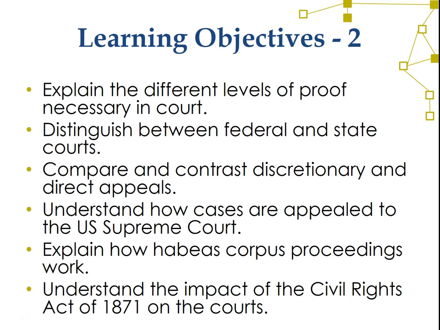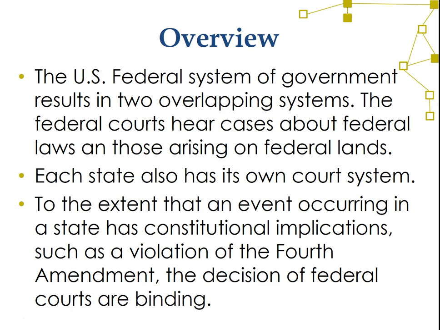And look at a little bit between federal and state courts, and compare and contrast what they call discretionary and direct appeals, and understand how cases are appealed to the Supreme Court. So if we want to go all the way up to the granddaddy of the courts, if you will, the U.S. Supreme Court, how do we get there? And then finally, explain how this thing habeas corpus works, and look at the impact of the Civil Rights Act of 1871 on the courts. So we've got a lot to go over, and I think you're going to find it quite interesting.